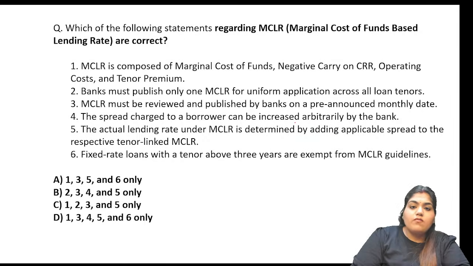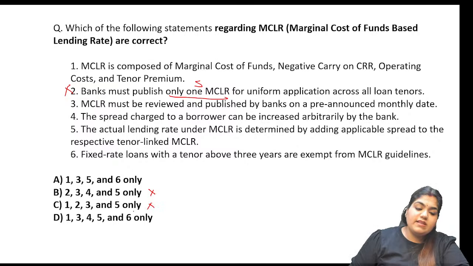Next, regarding MCLR again. Statement number 1 is correct. Statement number 2 is not correct. Banks must publish at least 5 MCLRs for various maturities from various areas. There is not just one. It is 5. Statement number 2 is incorrect. The moment 2 gets incorrect, let's eliminate these.